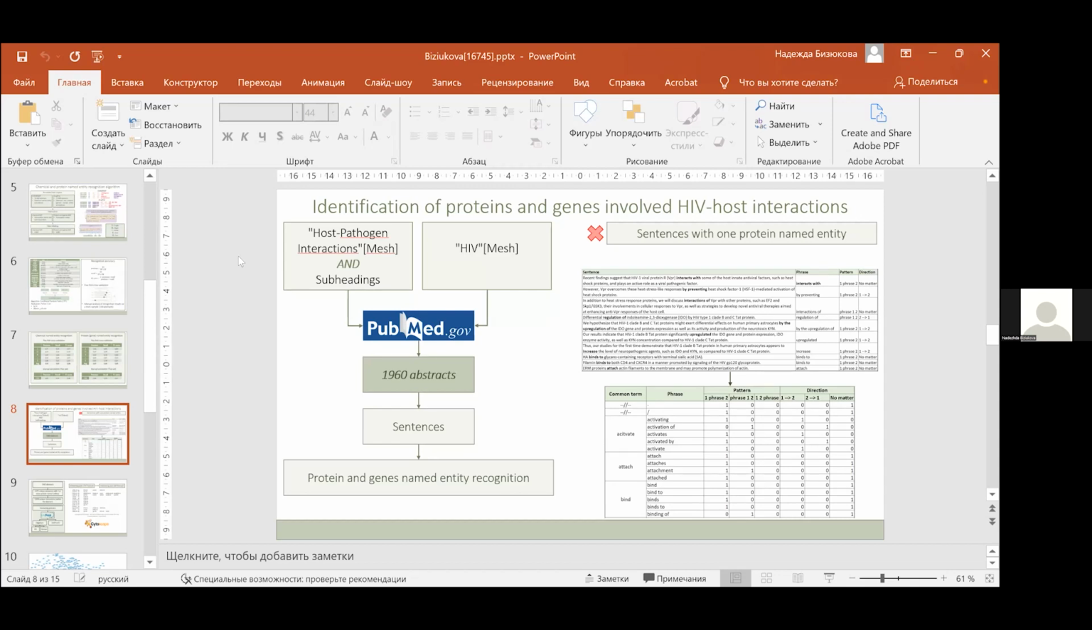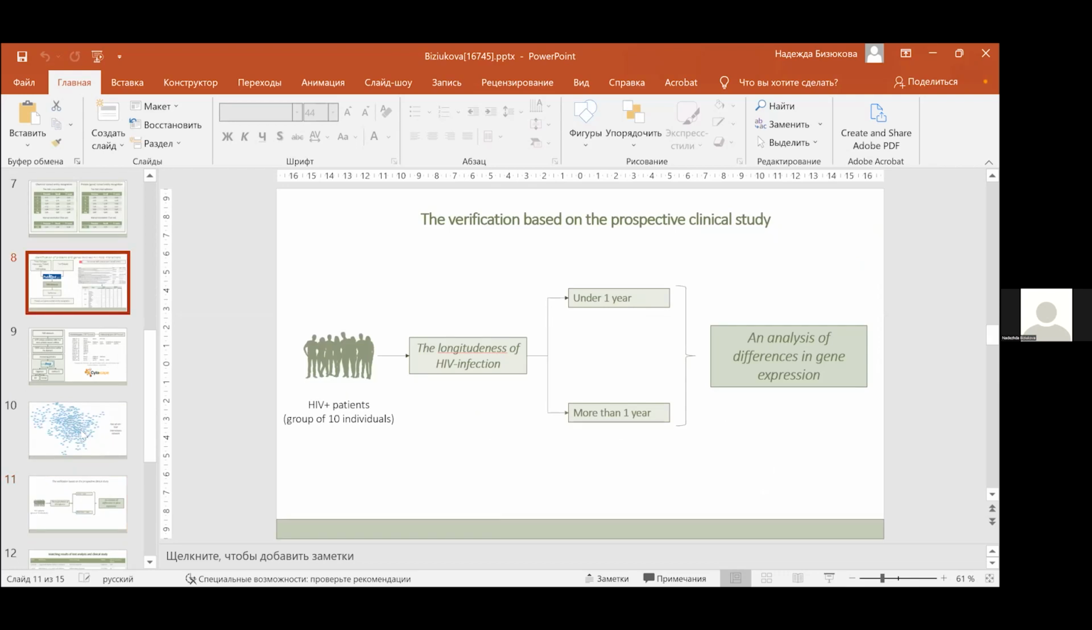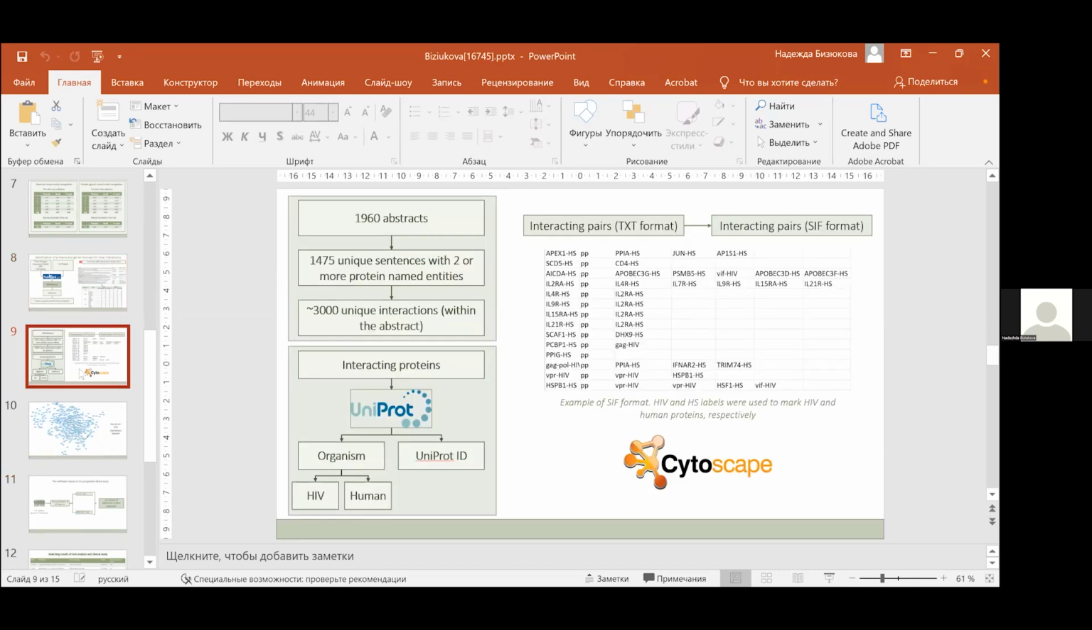Sentences of 100 abstracts were analyzed to identify special phrases that indicate interaction. Based on the commonly used context, rules were formed that take into account the occurrence of names and the template phrase and the direction of interaction. In summary, we have created more than 200 rules to extract associations between recognized proteins. In the end, nearly 3,000 unique interactions within the abstracts were extracted from the text.